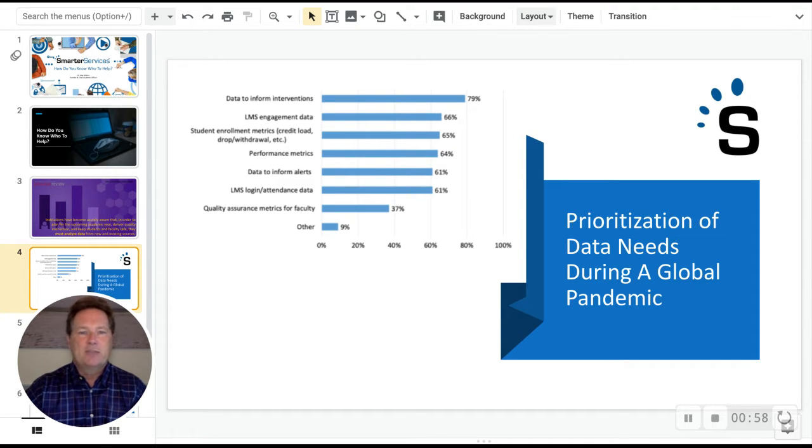That data can take the form of LMS engagement data showing us which students are active in the course. It could be enrollment data about which students are dropping. It could be performance metrics about how they're doing on their tests. It could be alert data about students not engaging at certain levels. It can be attendance data of how active they're being in their online courses. But what this survey revealed was that school leaders need accurate, relevant, current data to inform them about who to help next.